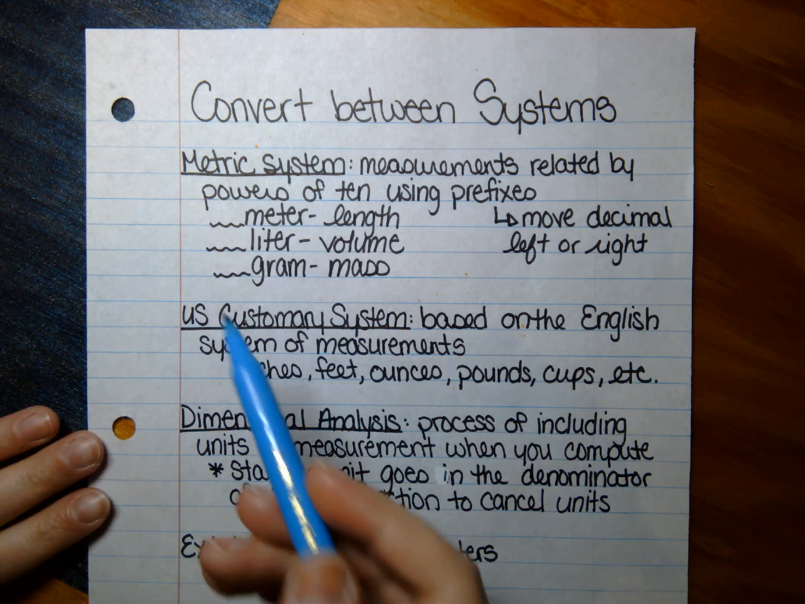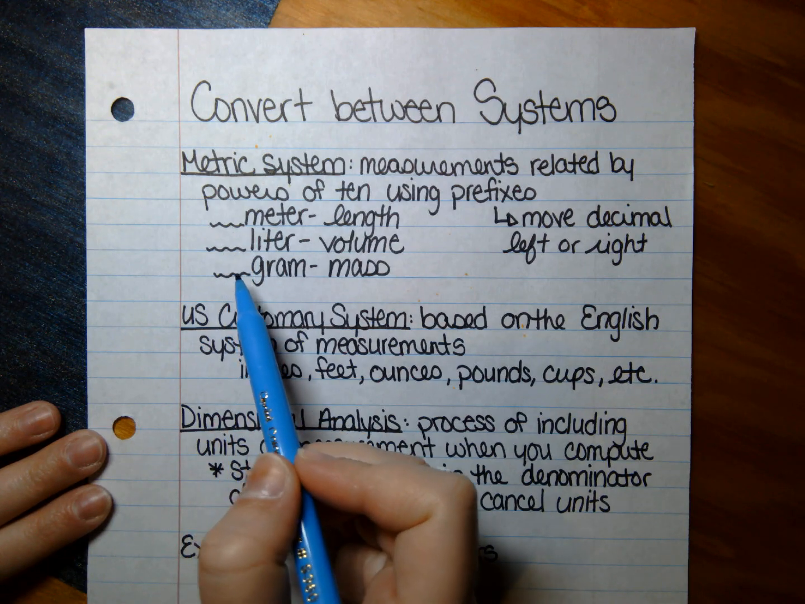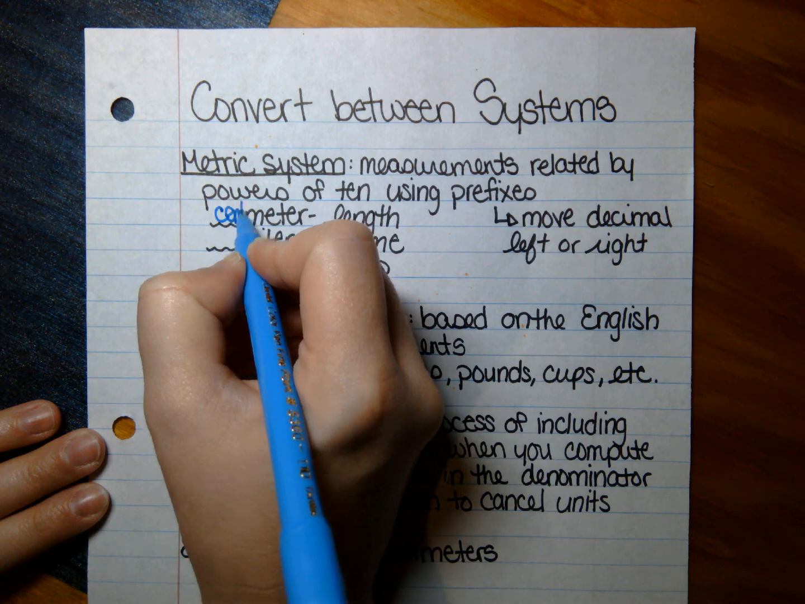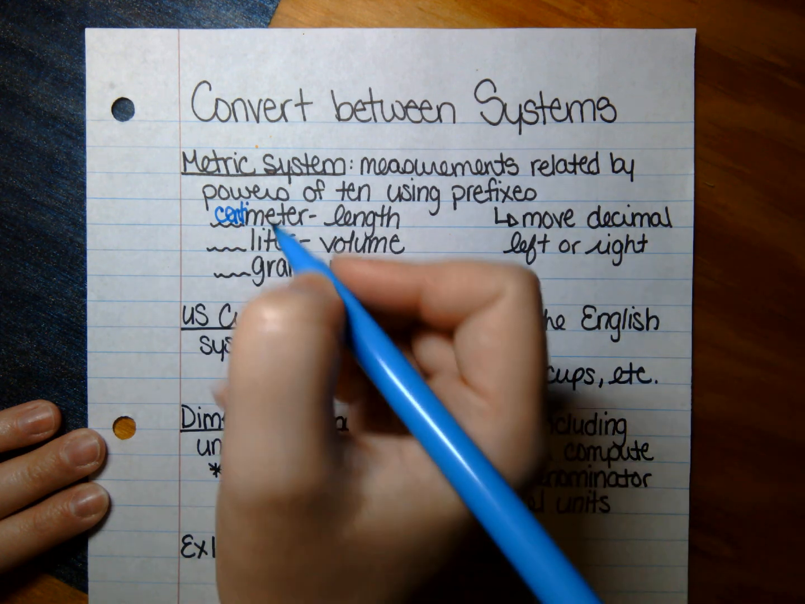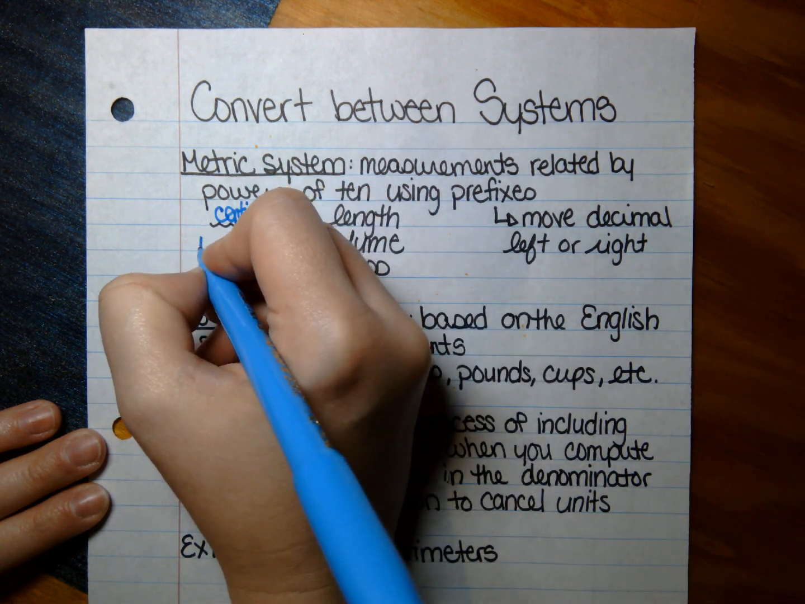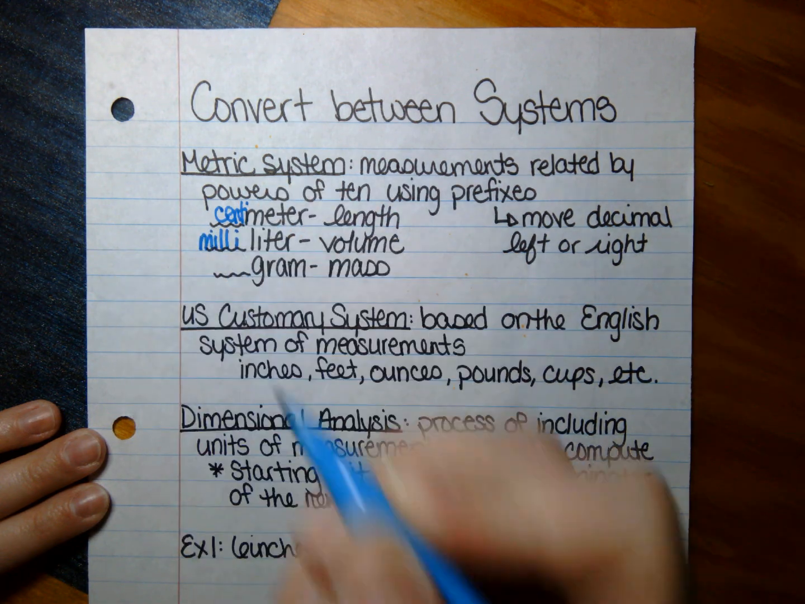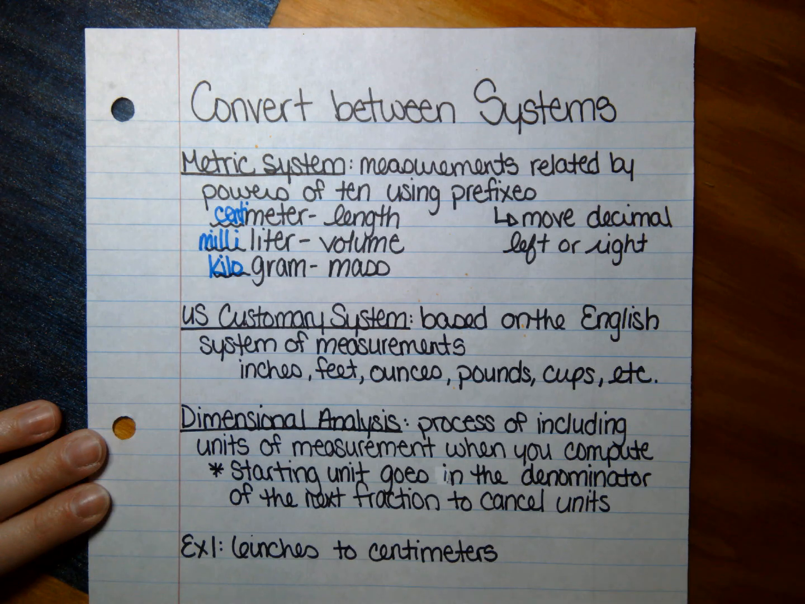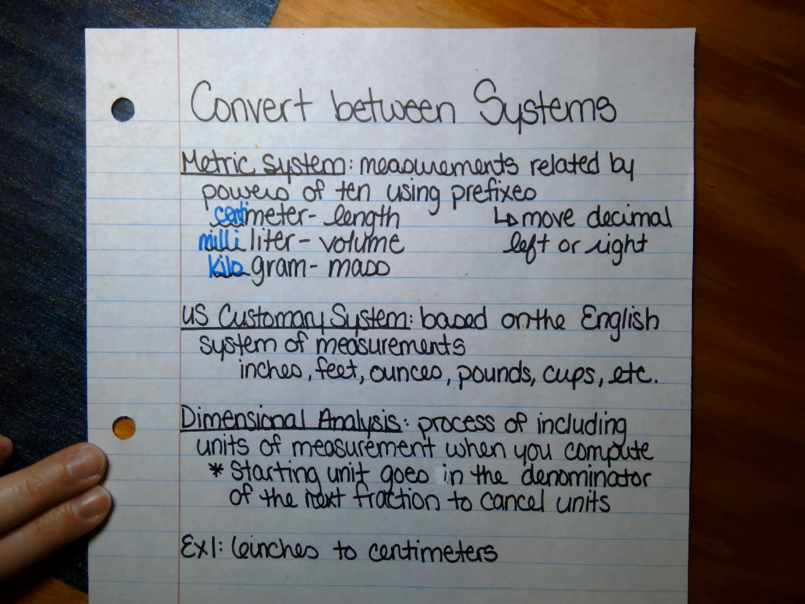grams. And you can see that we've got these squiggles in front, so it'd be something like centimeter or milliliter or kilogram. So these prefixes tell you what base of 10 you're going to be using.